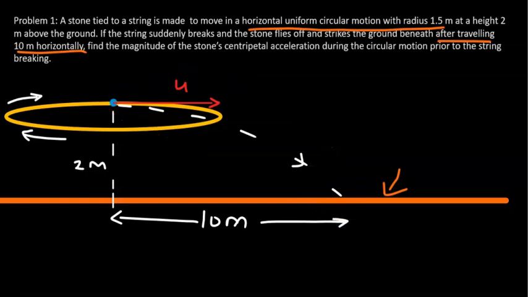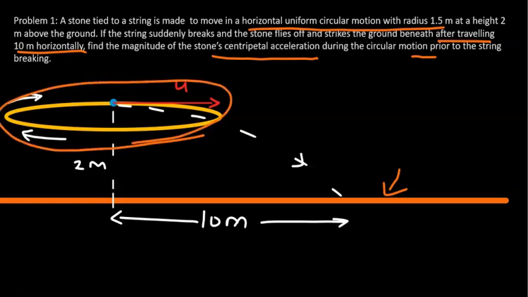Now we want to determine the magnitude of the stone's centripetal acceleration during the circular motion prior to the string breaking. So while the stone is still moving in this circular motion, what is its centripetal acceleration? Because at some point the string breaks and causes the stone to move tangentially like that and then fall under the influence of gravity to this ground.